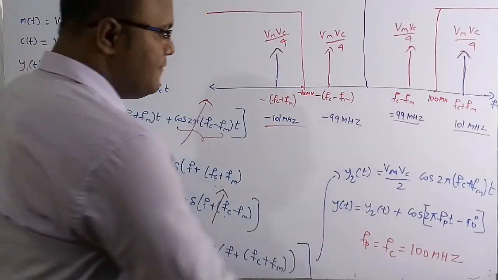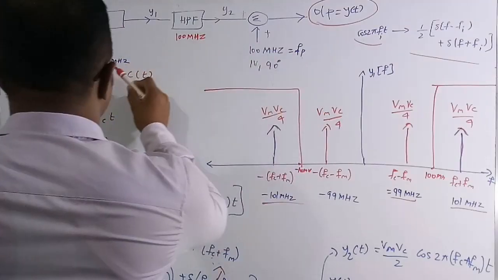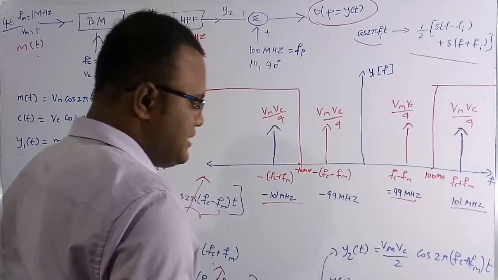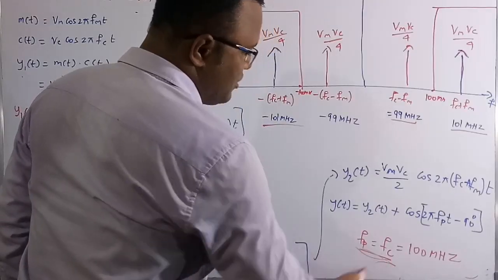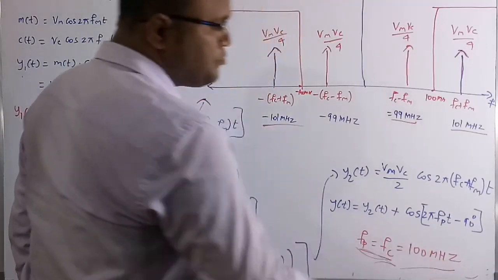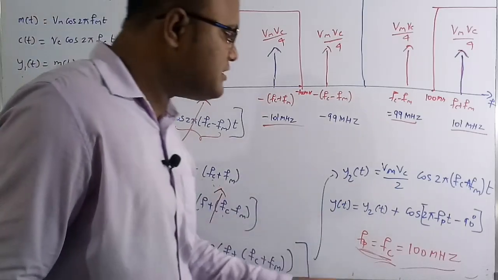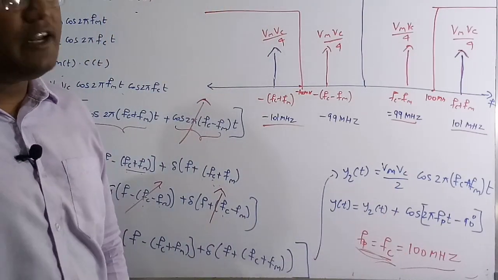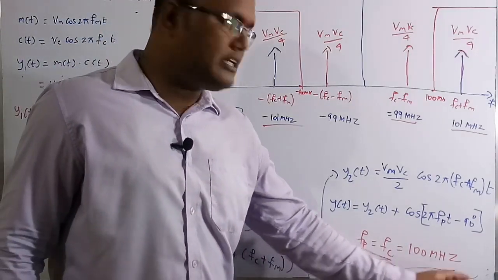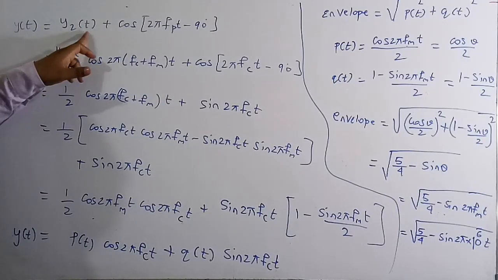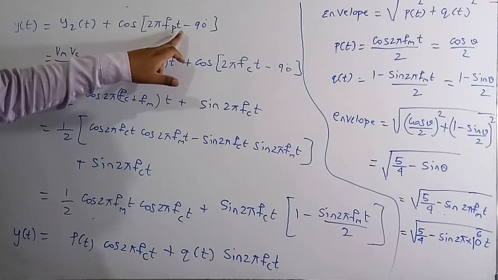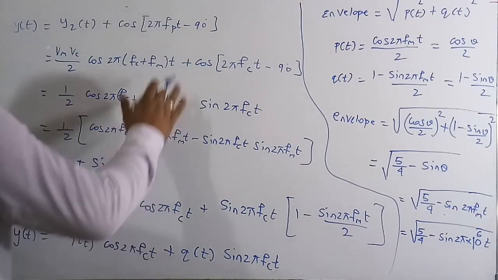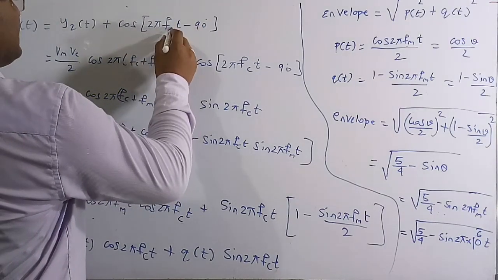As Fp and Fc both have the same value, 100 megahertz, for ease I am going to consider Fp equal to Fc, which is 100 megahertz. If they were different, you would not use equality. But in this example both have the same value. So y of t is equal to y2 of t plus cos of 2 pi Fp t minus 90. Since Fp and Fc are equal, I am going to use Fc in this case.